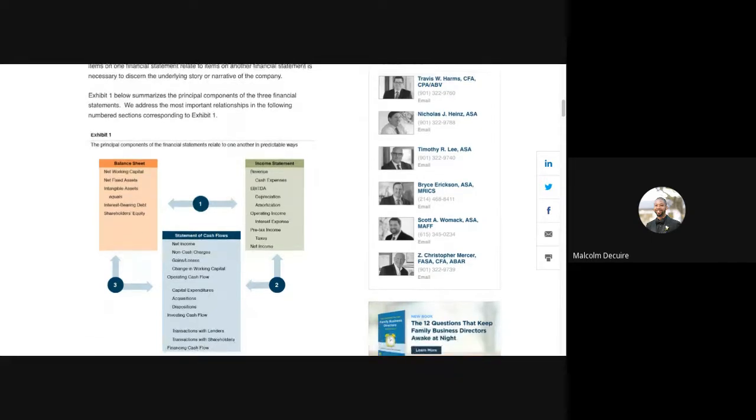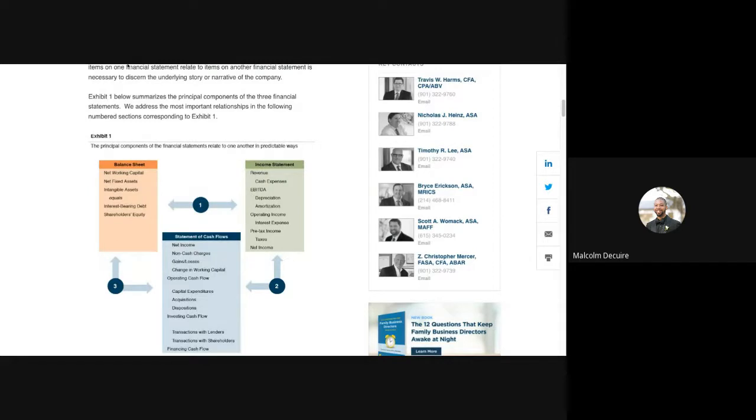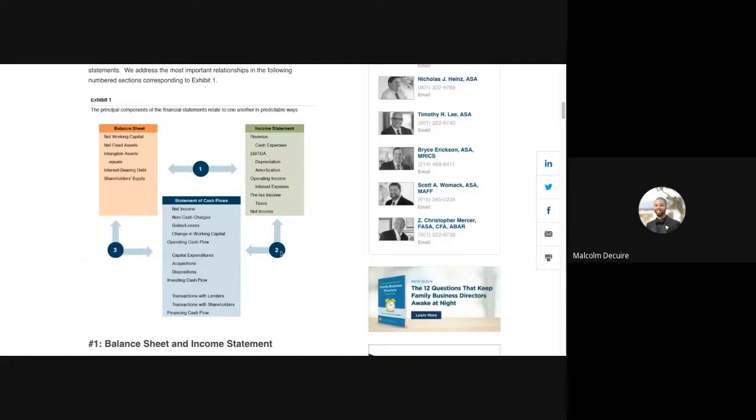So I picked this site, Mercer Capital. I don't particularly endorse them or anything, but I like the way that they graphically showed this. This is how I was taught how these statements work, and then this a similar diagram. And so I'm going to start on the right-hand side and go this way. So it's going to be sort of like counterclockwise.